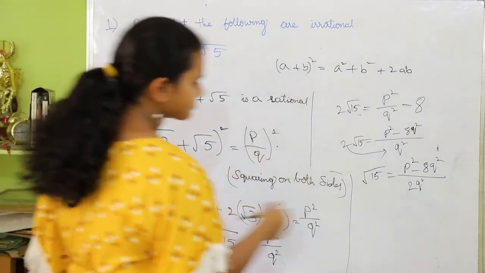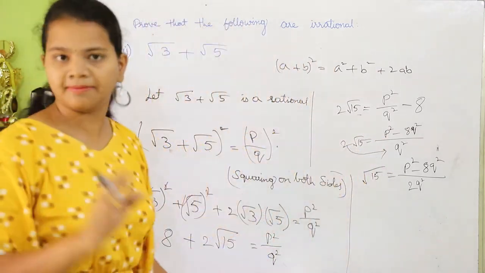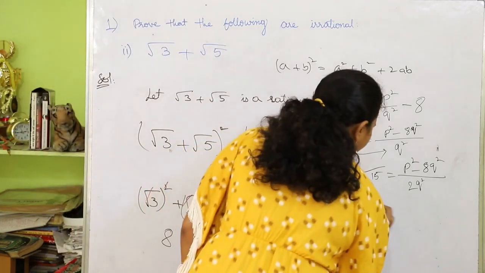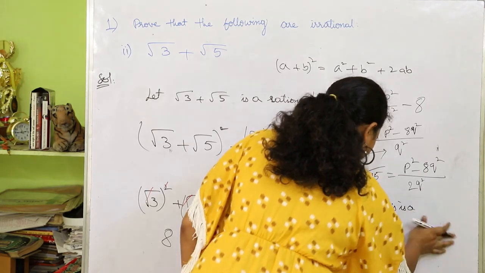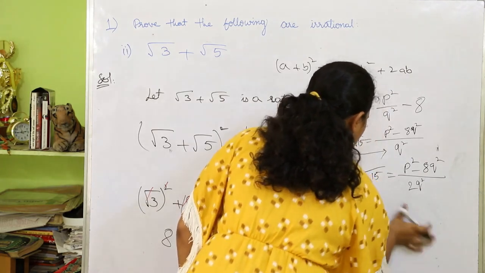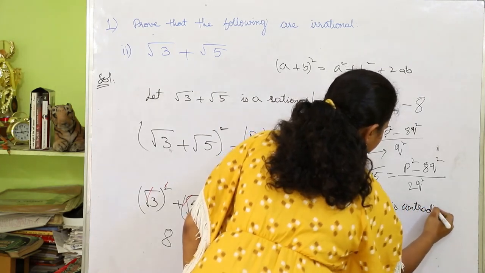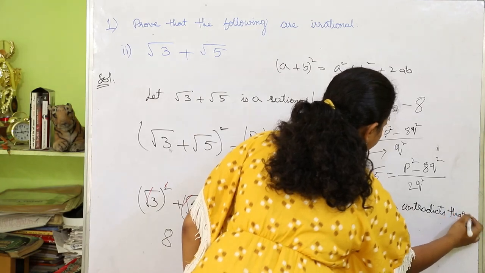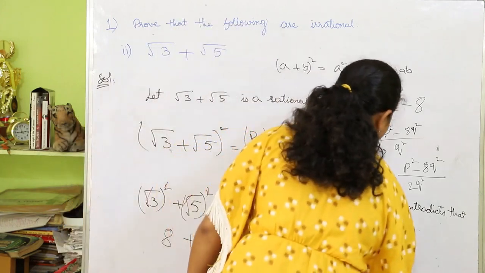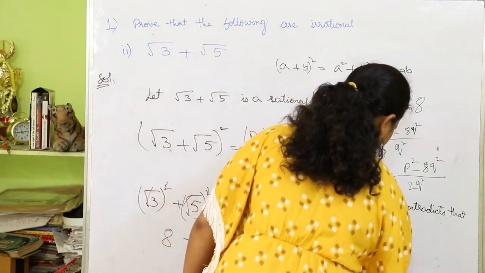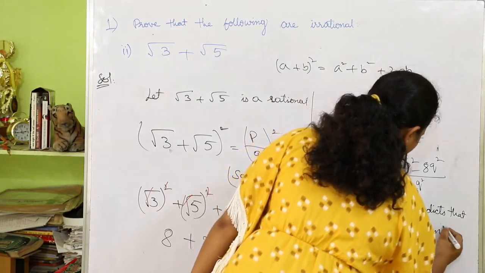But this cannot be. If this cannot be, the process that we did is not correct, which means this is the contradiction. Therefore this is a contradiction, or on contradiction, that we can also write. This contradicts that A and B, where p and q are integers, this contradicts that root 3 plus root 5 is an irrational number.